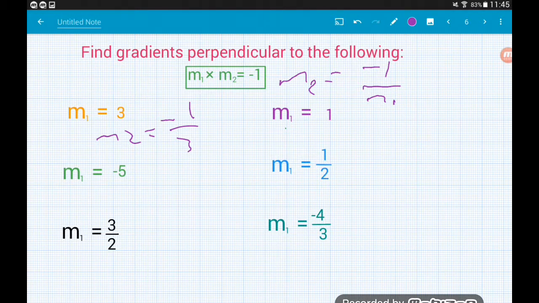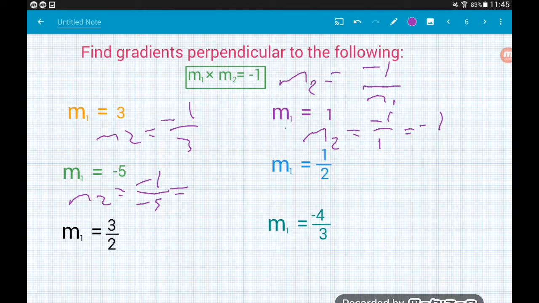is going to equal -1 over 3, minus a third. Cracking. The second one, m1 is 1, well, m2 there is just going to equal -1 divided by 1, which is just going to give us -1. The third one, m1 equals -5. Okay, be careful when negatives get involved. m2 then will be -1 divided by -5. Now a negative divided by a negative gives you a positive, so that's actually going to be positive 1/5.